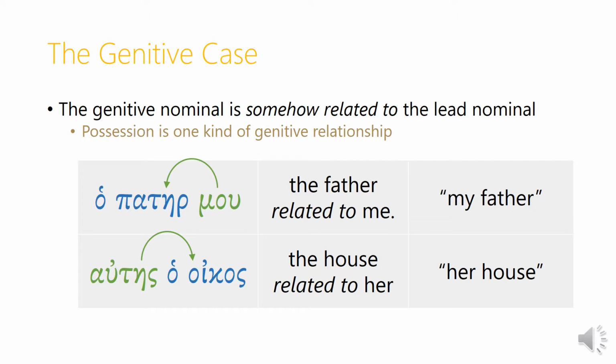So if we take ὁ πατὴρ μου, μου modifies πατήρ and tells us that this is the father related to me somehow. Similarly, αὐτῆς ὁ οἶκος, αὐτῆς is genitive and it modifies οἶκος, and that tells us that the house, ὁ οἶκος, is somehow related to her. It's her house.